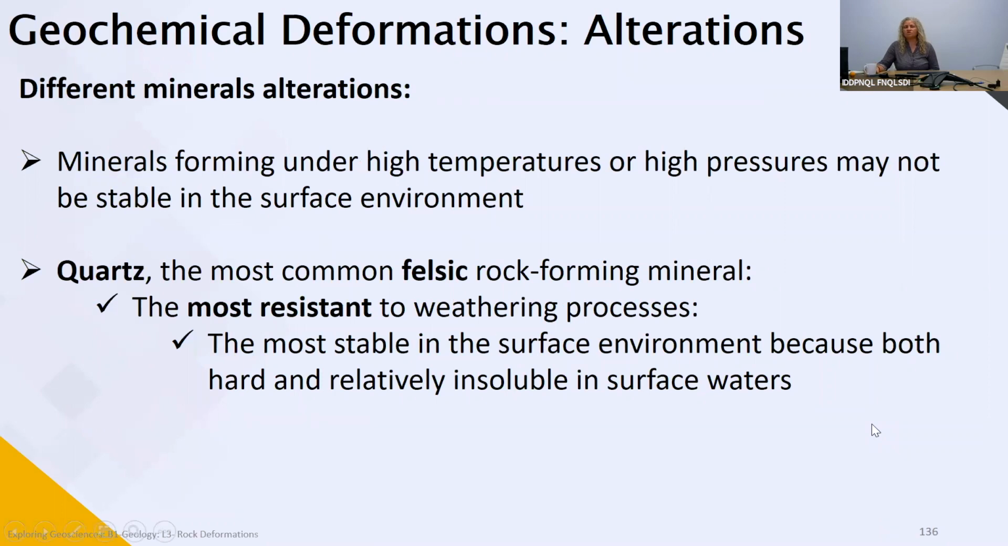So what do these alterations do to minerals? If we take examples, minerals forming under high temperatures or high pressures may not be stable. Take the example of quartz: what happens to quartz with geochemical deformation? As we've seen in lesson 2, quartz is a common felsic rock-forming mineral. Felsic means light colored mineral, and it is one of the most resistant to weathering processes. It will break down, but physically, not chemically. So it will break down in surface environments, probably into sand grains.